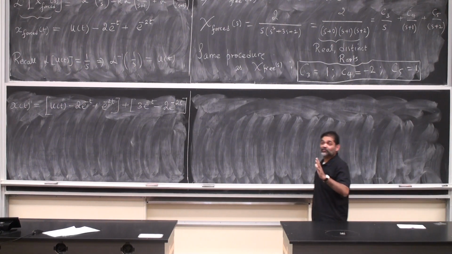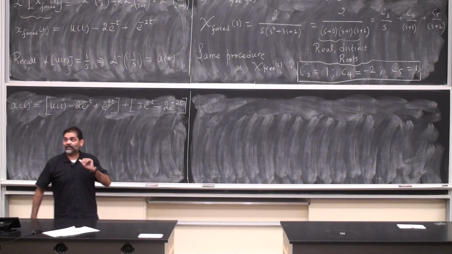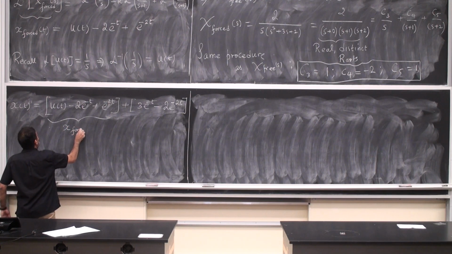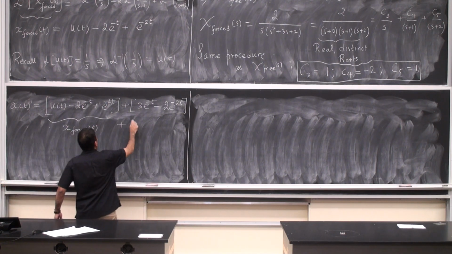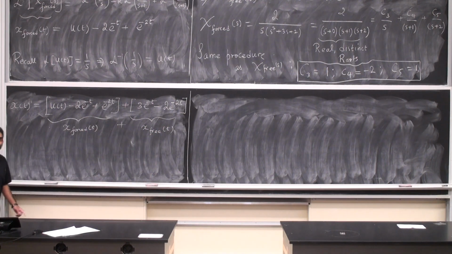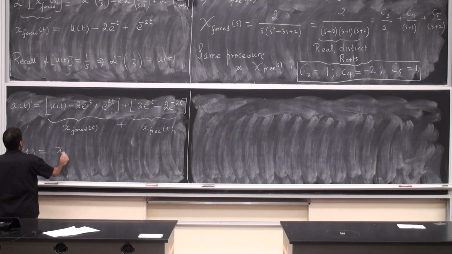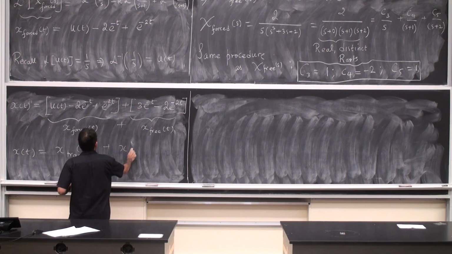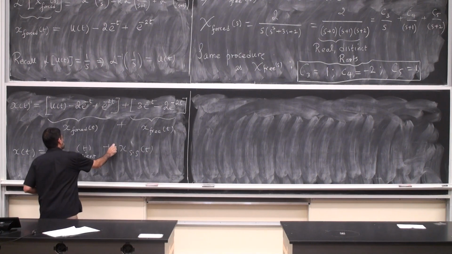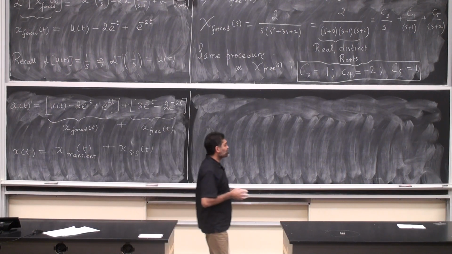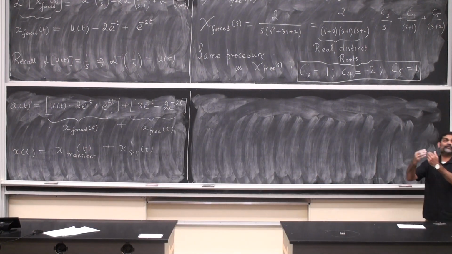Be careful, do not combine the two yet. There are some common terms, but hang on to your horses. This is x forced, x free. Okay? Now, I also want to write x of t as x transient and x steady state. Right? This is the other decomposition that we saw. How do I do that? The first step is to combine all the like-minded terms in the total solution.